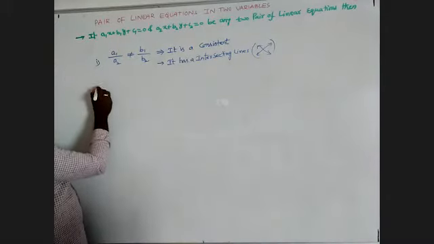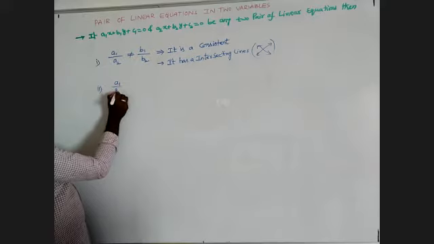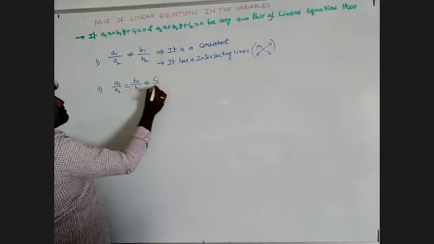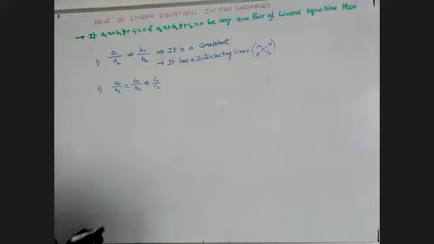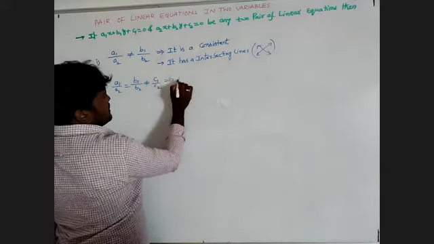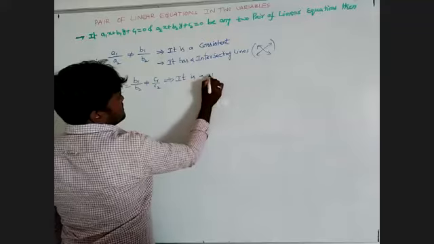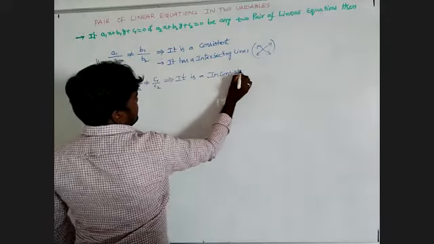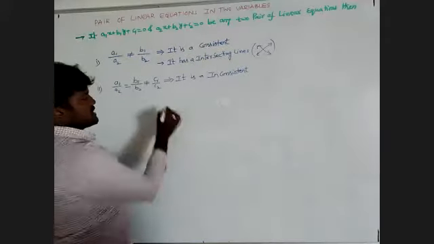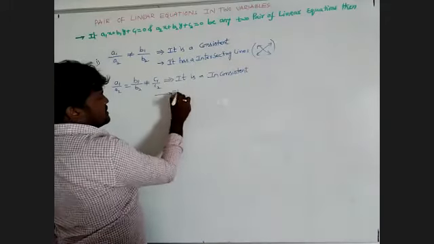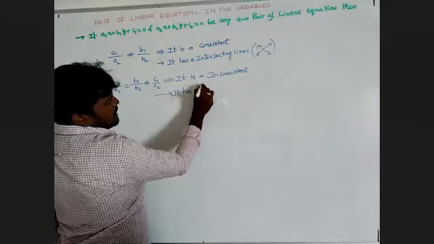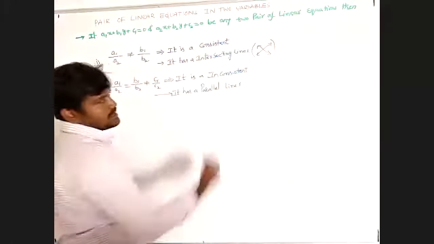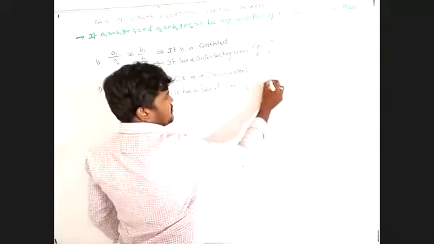Here the second condition is a1 by a2 is equal to b1 by b2 does not equal c1 by c2. And it means it is inconsistent. When it is inconsistent, it has parallel lines. These two are parallel lines.